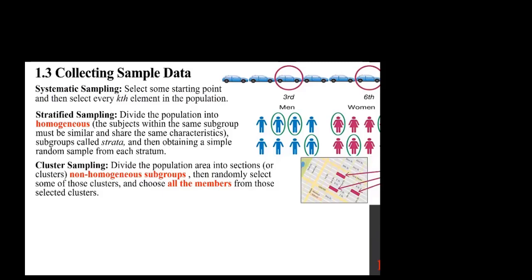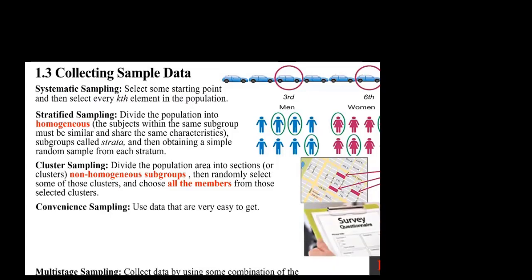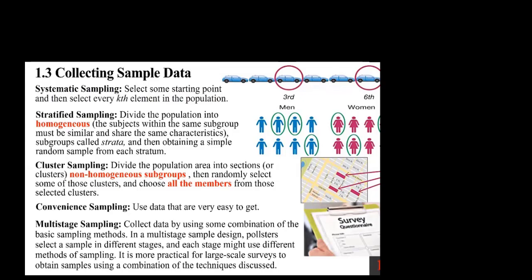In stratified sampling you pick a few from each group; in cluster sampling you pick a specific cluster or maybe a few of them, and you take all of the subjects. Convenient sampling, obviously, is when you go with the easy method, such as a survey. And multi-stage sampling: collect data by using some combination of the basic sampling methods. In a multi-stage sample design, pollsters select the sample in different stages, and each stage might use different methods of sampling. It is more practical for large-scale surveys to obtain samples using a combination of the techniques discussed.